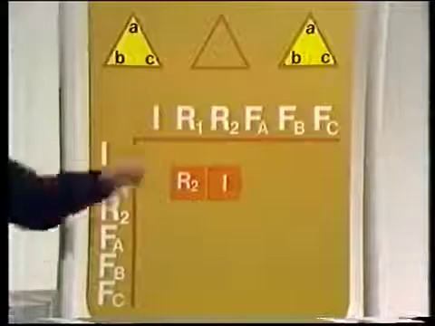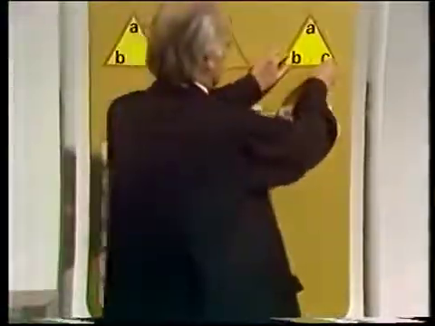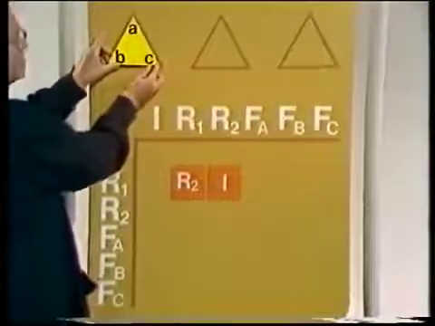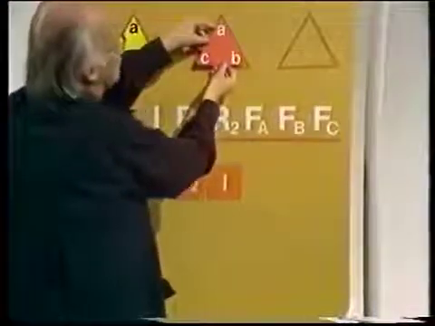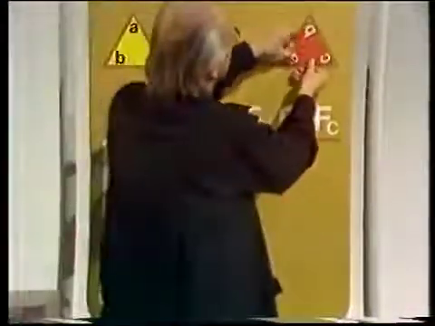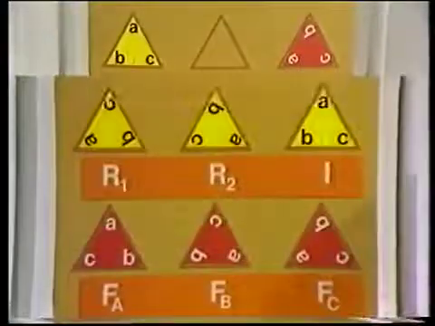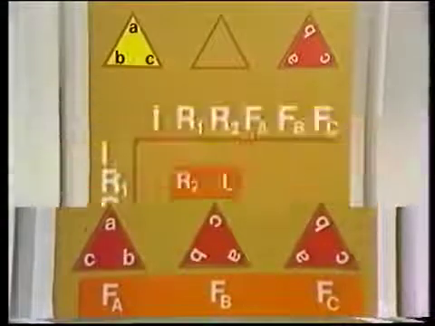Next one, flip about A first, and then R1. Flip about A first. Now R1. What's that? That, I think, is flip about C.